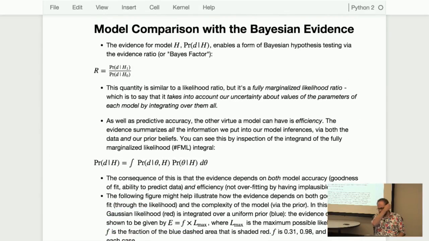So this quantity, you can see by looking at it that it's similar to a likelihood ratio, popular in classical statistics, but it's been marginalized over all plausible parameters. In order to calculate this, you have to do the integral of the likelihood multiplied by the prior integrated over the parameters, for it to be a normalization for the numerator of Bayes' theorem. So that's how you calculate it. You just have to do that integral.